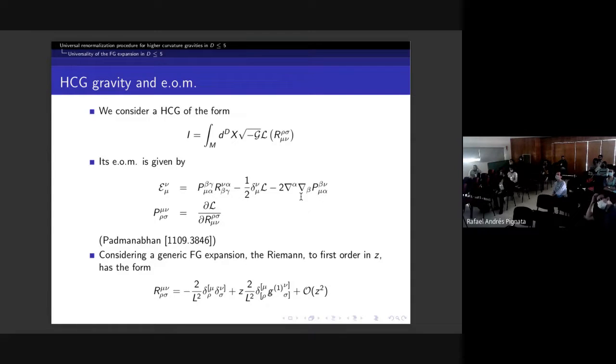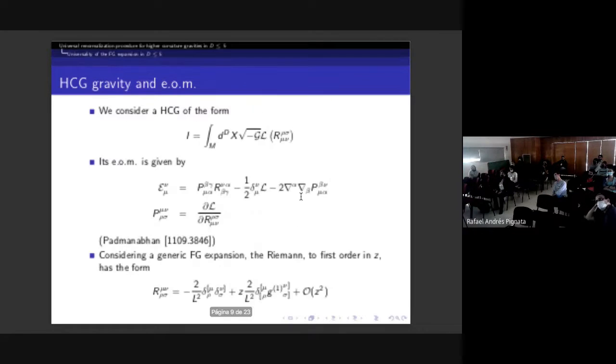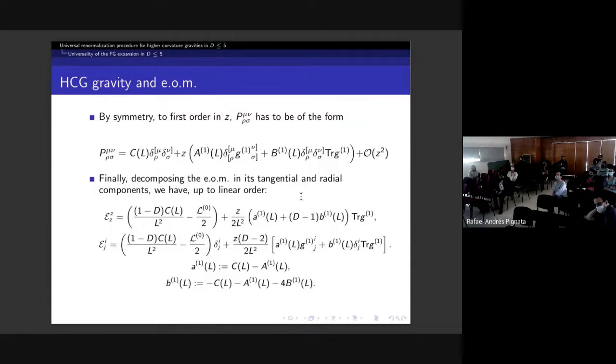Okay, first we're going to constrain the linear order, so you can do that with the Riemann, and now this tensor P, which is the variation of the Lagrangian with respect to the Riemann, has the same symmetries of the Riemann, so it can be written in this form in terms of arbitrary constants that of course will depend on the particular theory, okay?